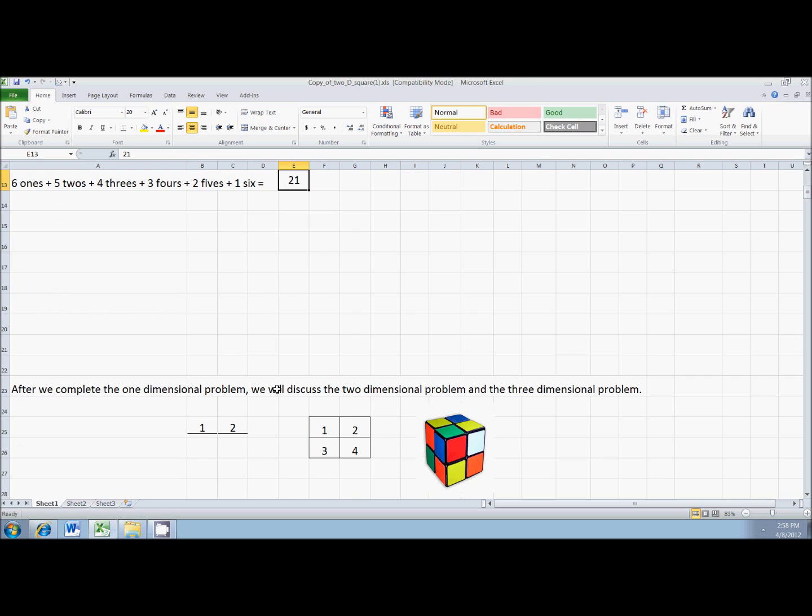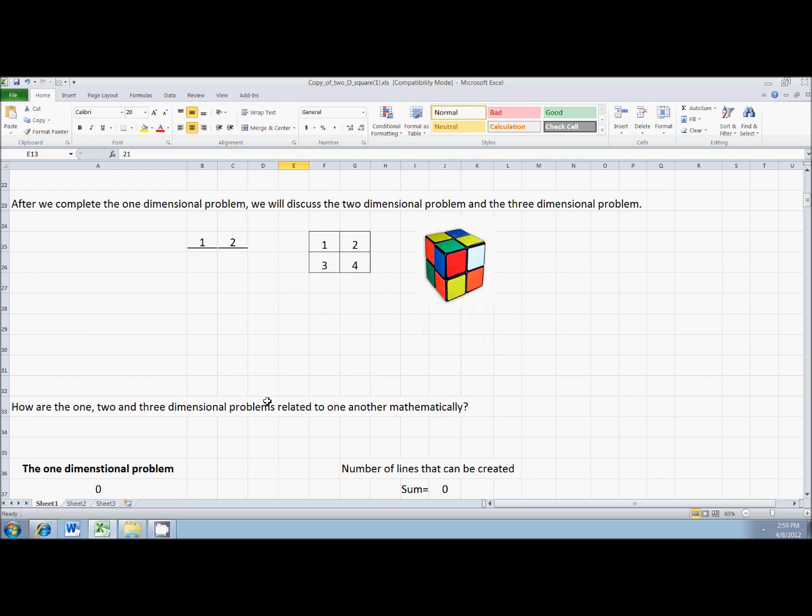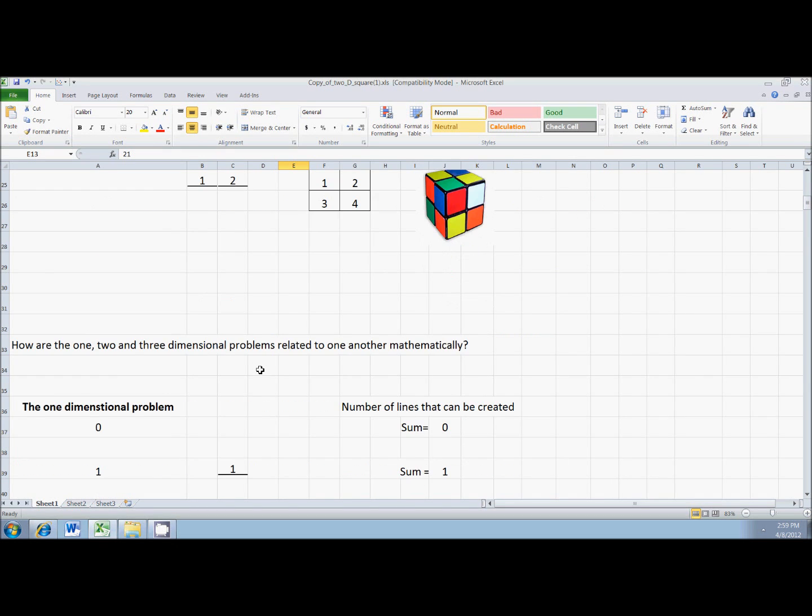Before we go on, after we complete this one-dimensional problem, we're going to discuss a two-dimensional problem. How many rectangles can we create out of an n by n array? In this case, it's a 2 by 2 array of rectangles. How many cuboids can be created by an n by n by n array? In this case, it's 2 by 2 by 2. We'll talk about that after we finish the one-dimensional problem, and then we also want to see how these different problems are related to one another mathematically.